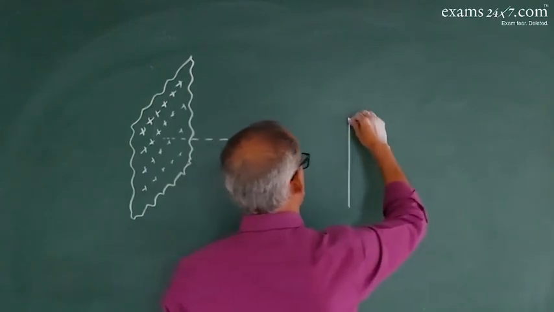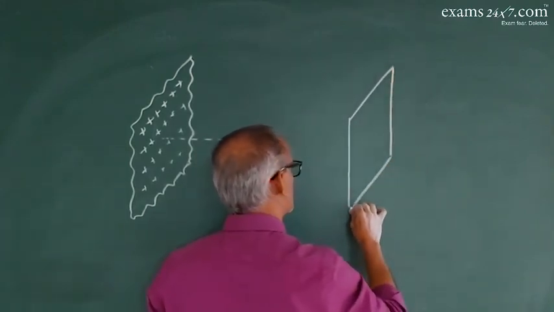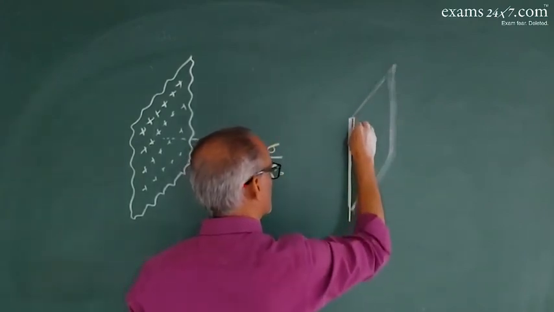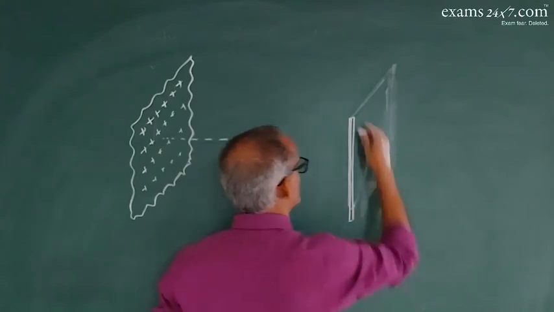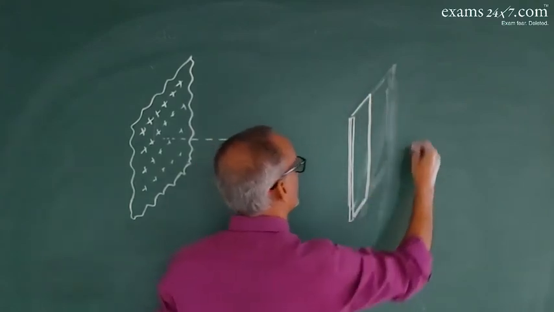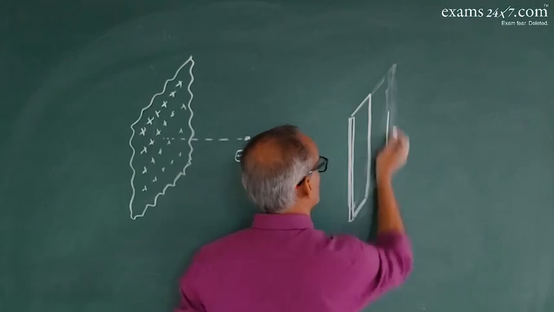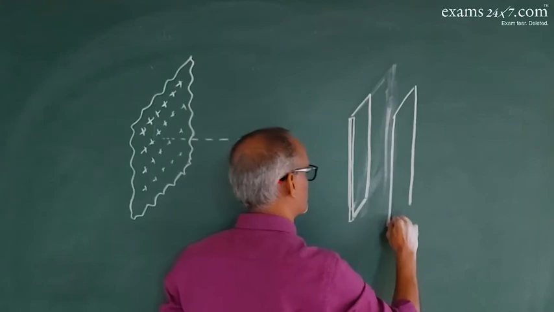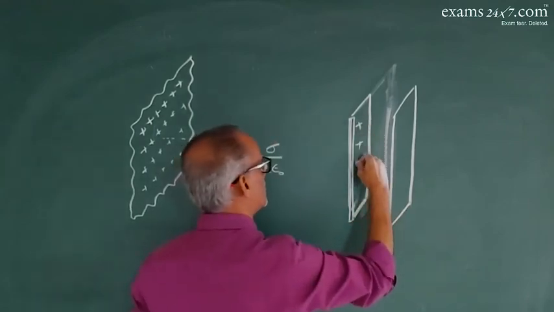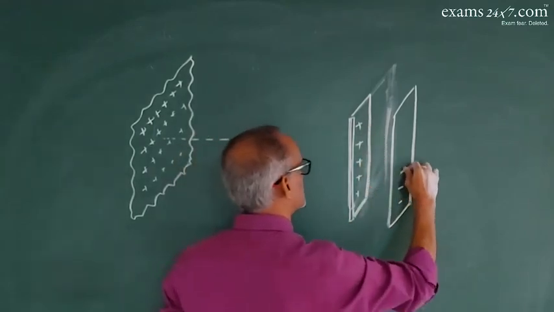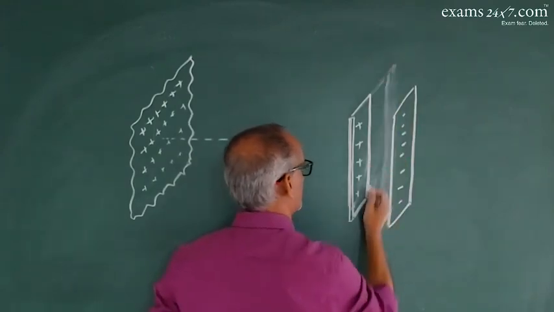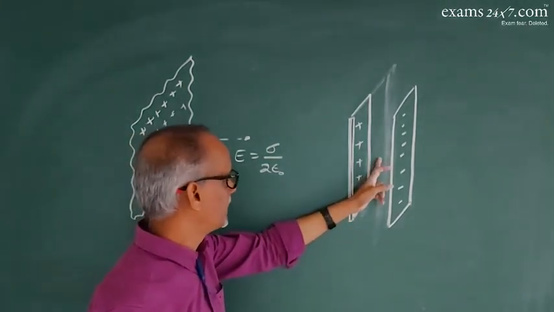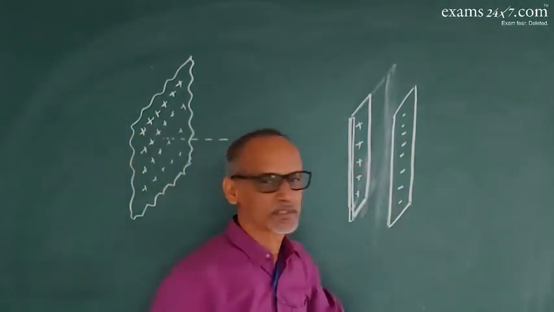If I consider two such sheets which are parallel to each other, this is one sheet of charge, and if we have one more sheet of charges, an oppositely charged sheet, the first one is positively charged, the second one is negatively charged. Now what is the net electric field between and outside these two charge sheets?